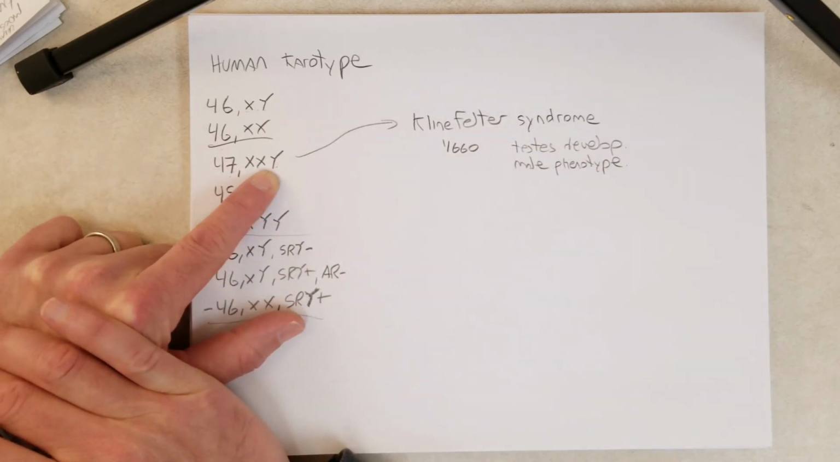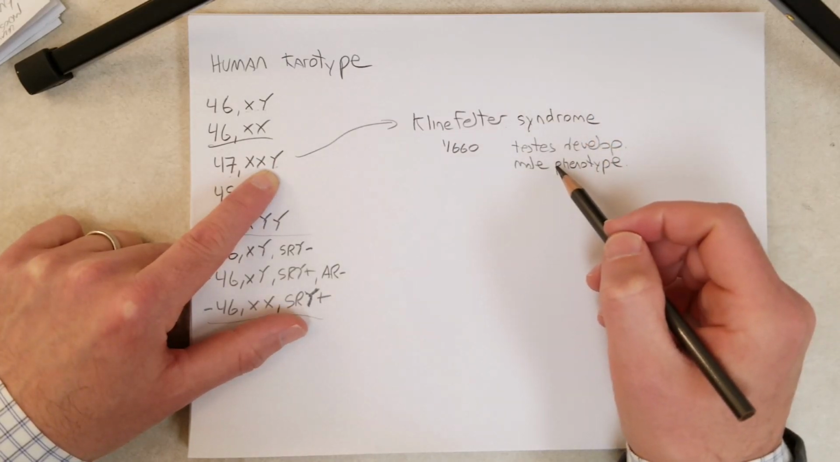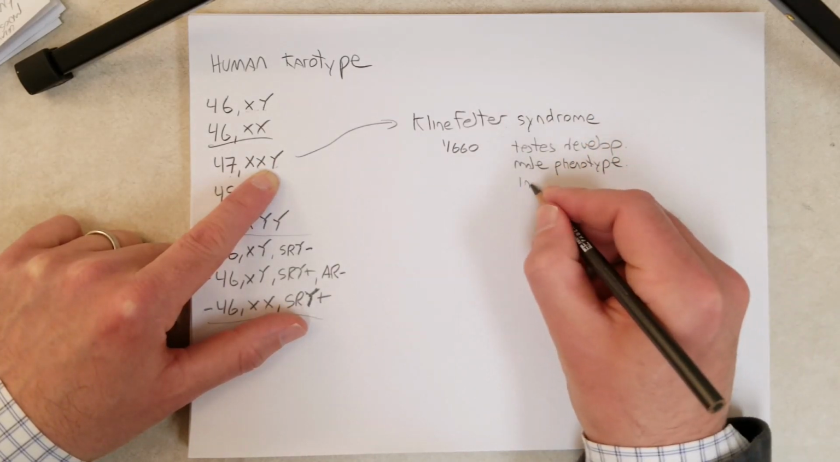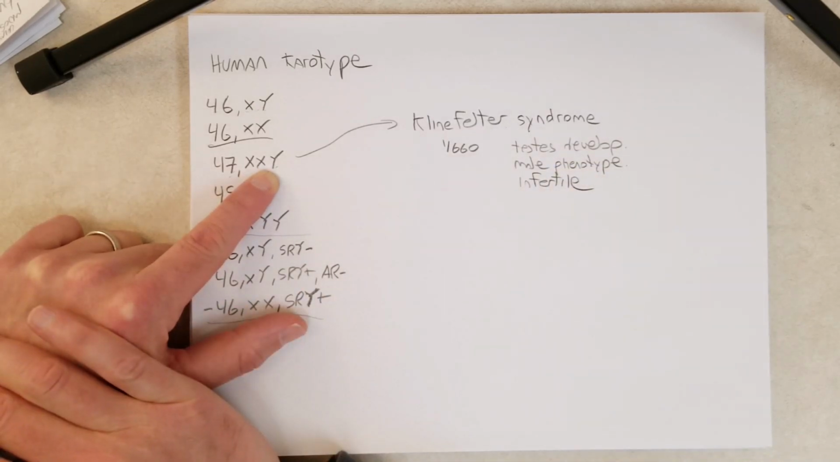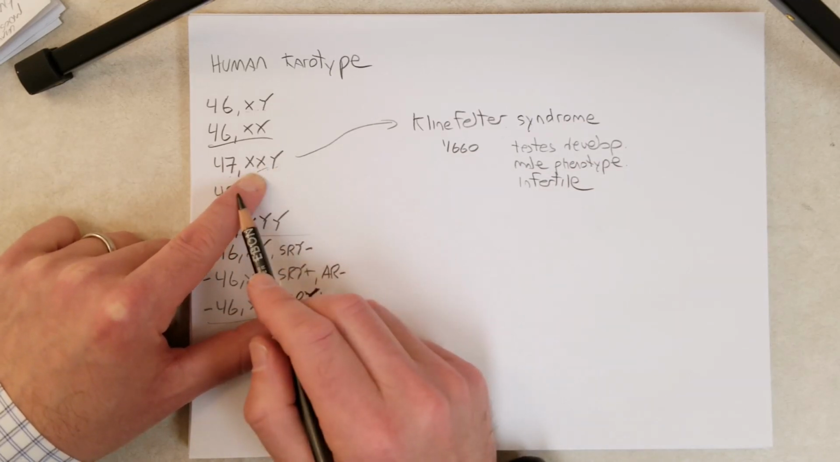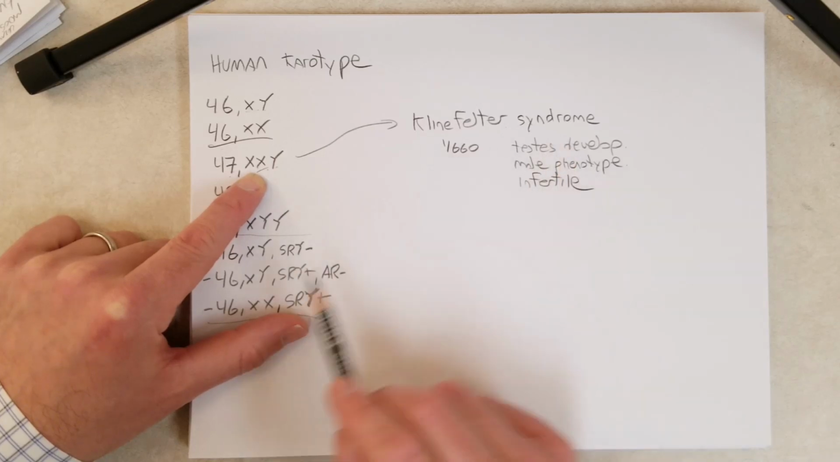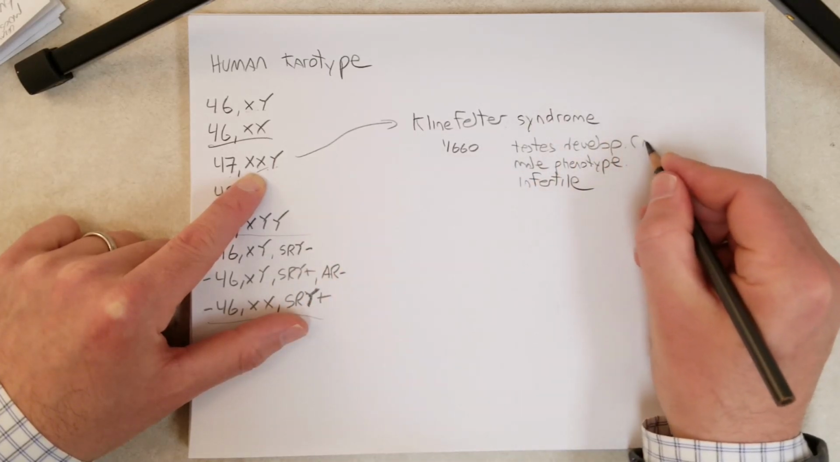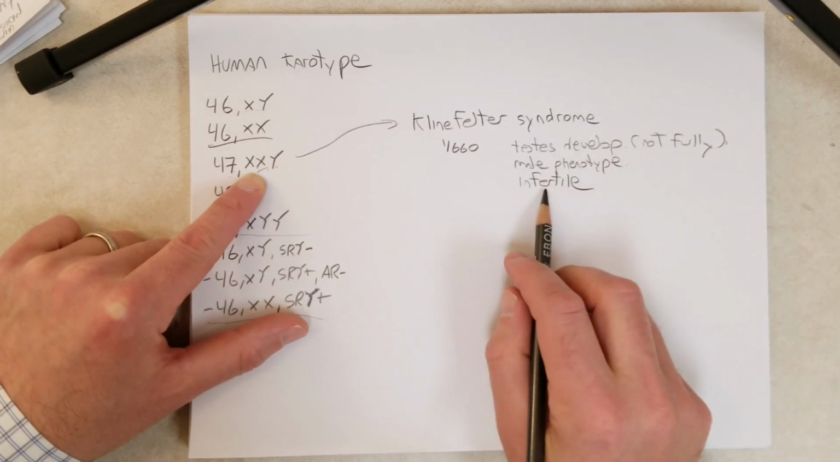I think they're taller than average, but they are infertile. So for some reason, having that extra X chromosome causes the testes to not fully develop. Let's say not fully. So they're infertile. So the sperm are not functional.